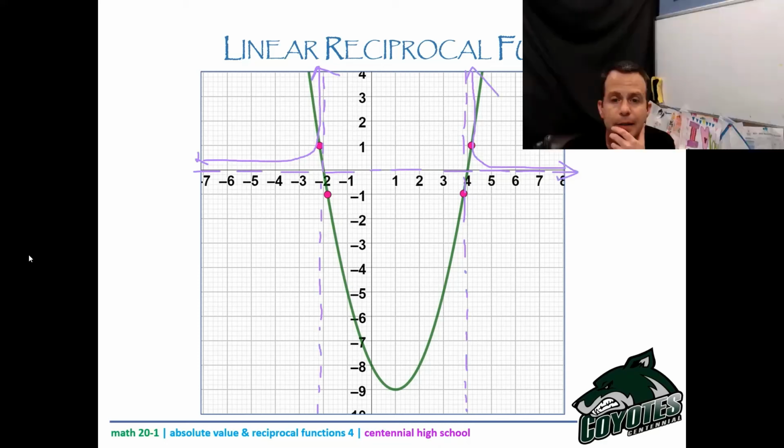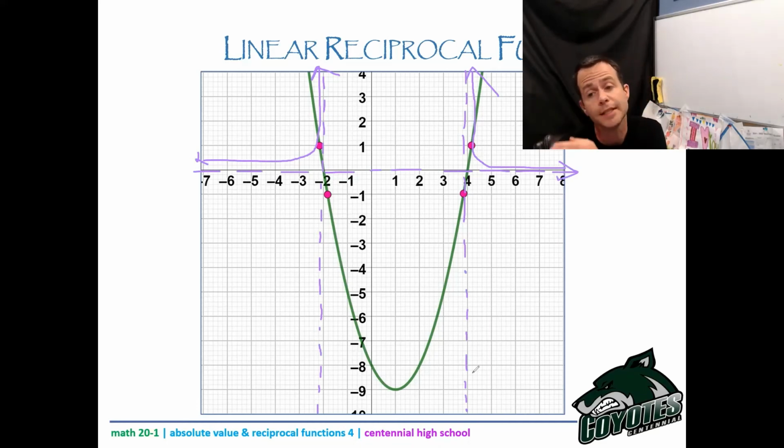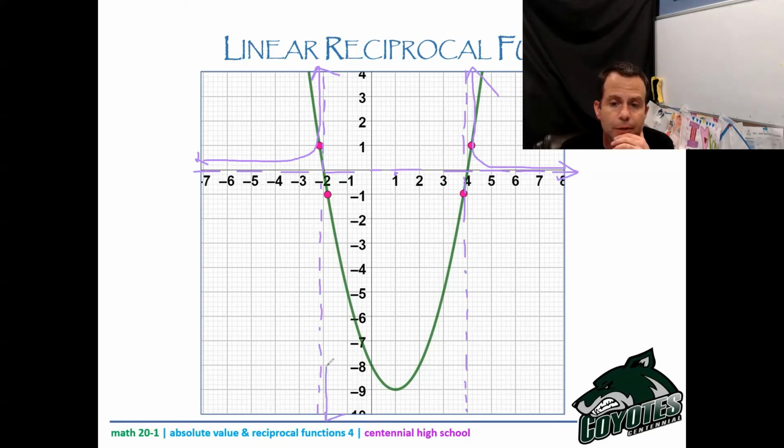Then in the middle, again, the original function was decreasing and then switches to increasing. So I need to be increasing, switching to decreasing. Okay. The y value of negative 9 here needs to get reciprocated to negative 1 over 9. So that'll be very, very close to the x-axis. And so I'd be looking at something that looks like this.